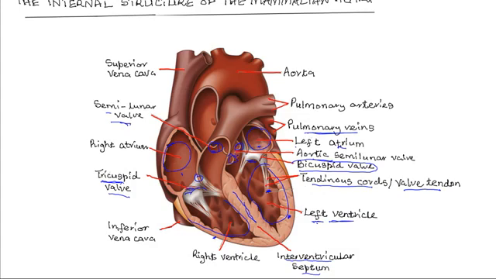The blood then flows into the right ventricle through the tricuspid valve. When the right ventricle is full, it contracts and pumps the blood through the semilunar valves into the pulmonary arteries to the lungs for oxygenation.